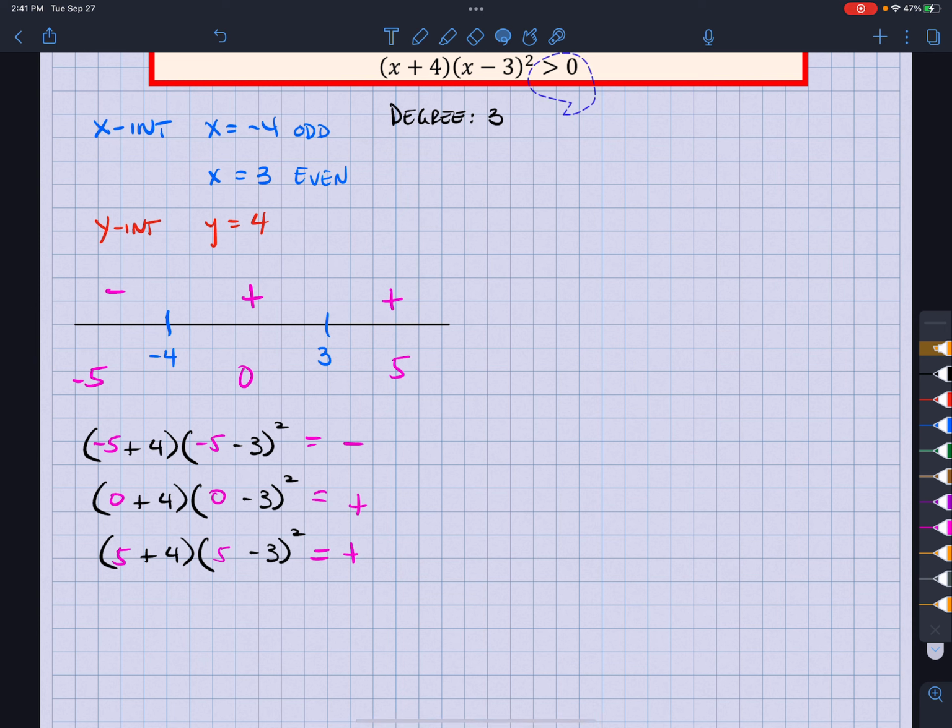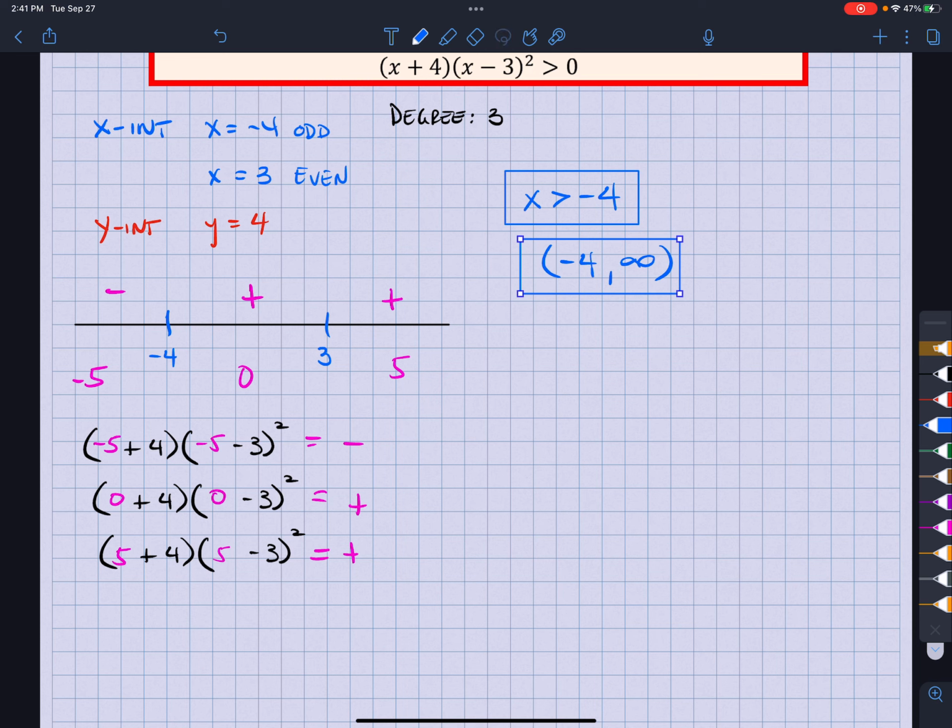Since this wants to be greater than 0, great. That means it needs to be positive. So my solution here would be that anything that is x is greater than negative 4 would be my answer, right? Or I can say negative 4 to positive infinity will also be my answer, all right? So that is the way I would go ahead and do that.